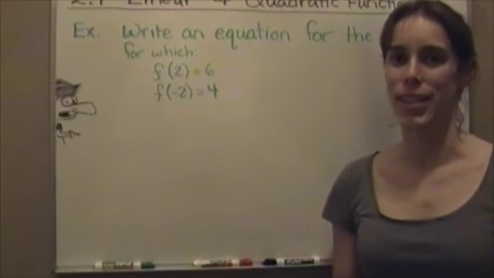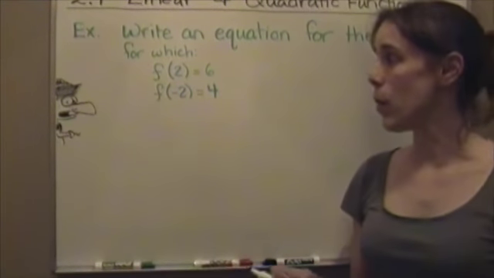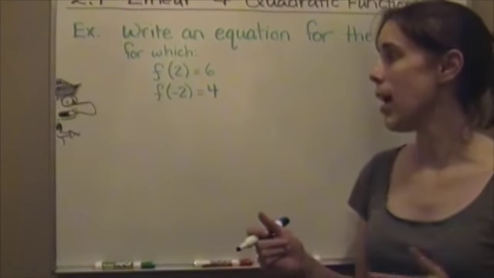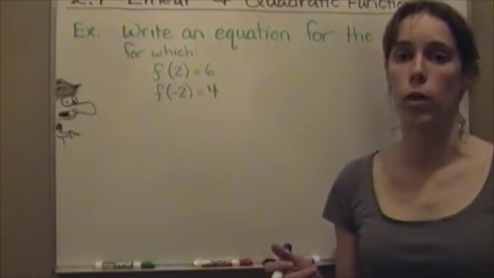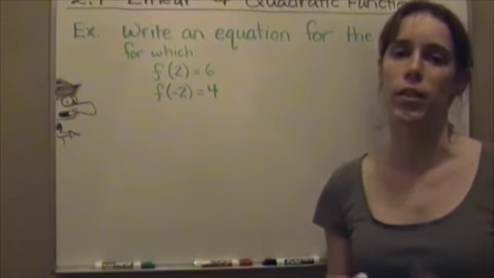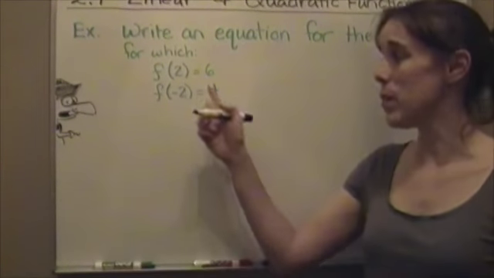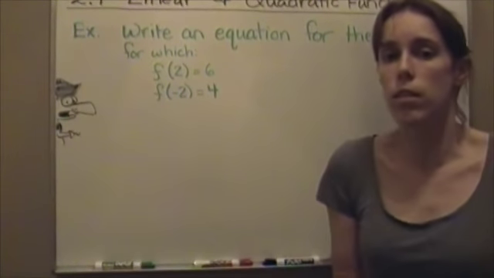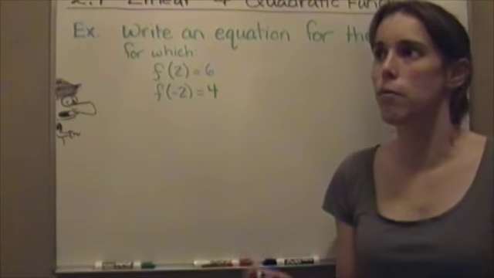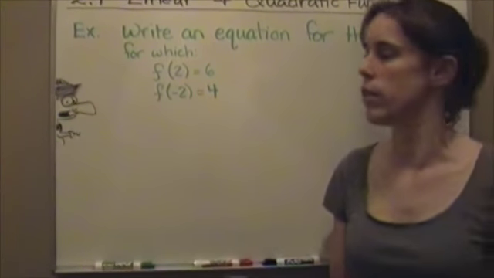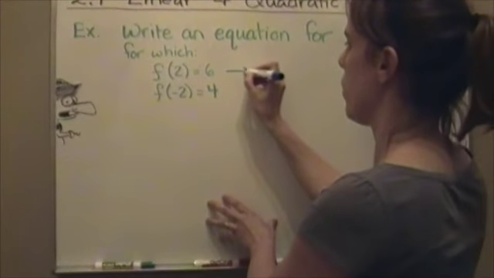Okay, we're going to look at this example. Write an equation for which it is true that f of 2 equals 6 and f of negative 2 equals 4. And let's assume that this function is a linear function. Well, I would say that you've been given 2 points. They just don't look like points. And if we could write it like points, then we could solve it just like you have every other year. So this one converts to.